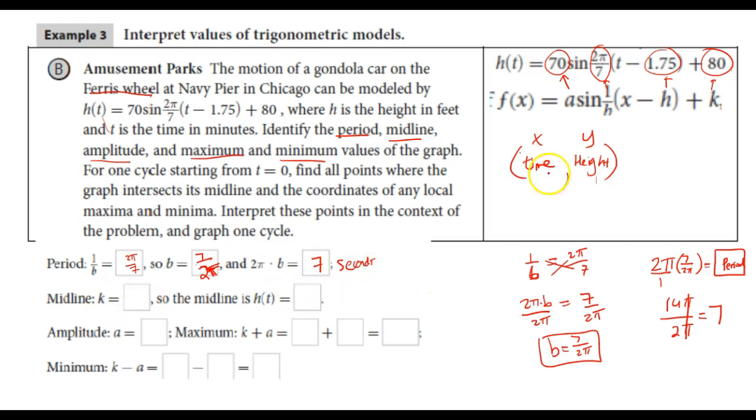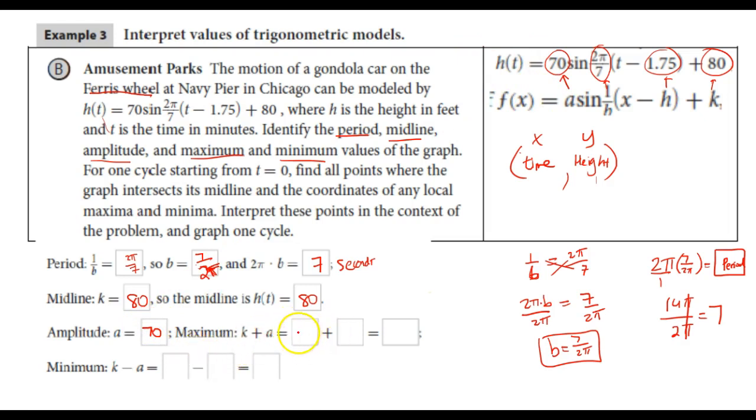Our K value, well, that one's easy. It's about 80. So that means our midline's going to be at about 80, which is nice. The next thing is our A value that we're going to identify, which was already identified. Our A value is about 70. Cool. Alright.